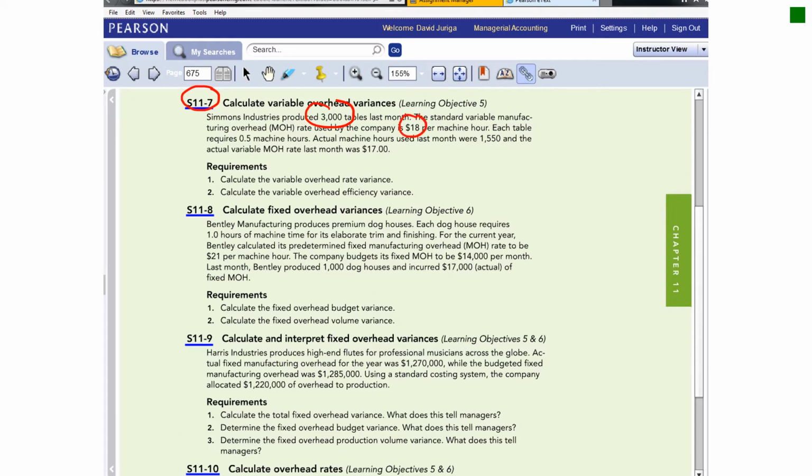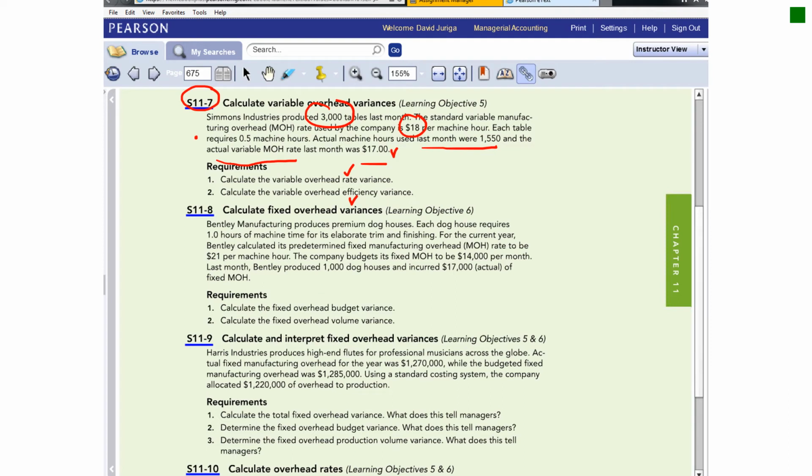They gave you that. They also tell you that each table requires 0.5 machine hours, and then they give you that the actual machine hours used were 1,550, and they also give you the actual variable overhead rate to be $17 per machine hour. So they want to get the rate variance and the efficiency variance. So remember, with the rate variance, all you're going to be doing is comparing what you actually paid versus the standard.